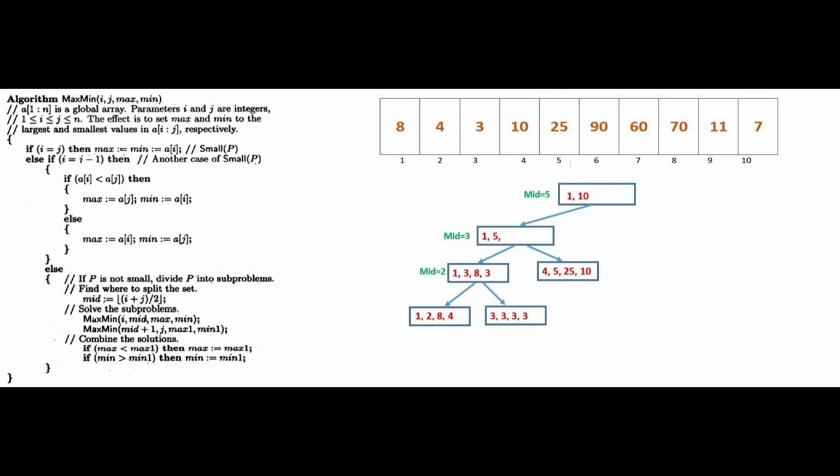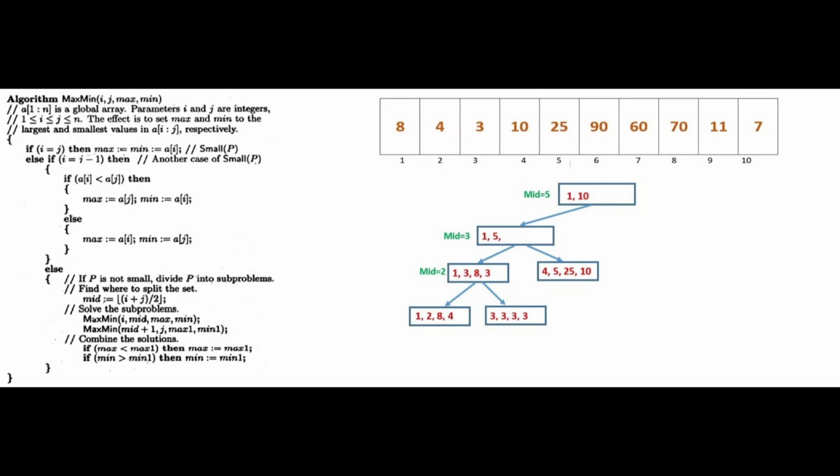Okay, 4, 5, 25, 10. That algorithm completes its execution. Control does not go to the last else block. That recursive call completes its execution, then control returns back to its parent algorithm.